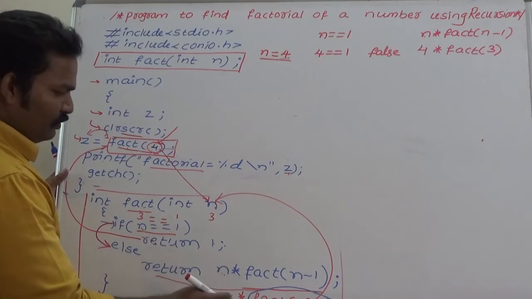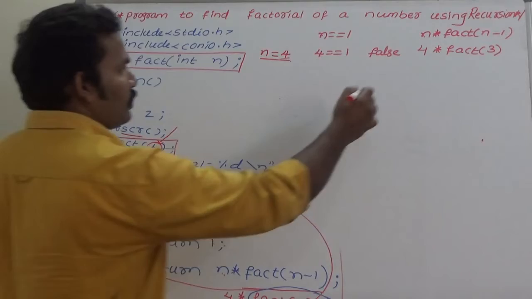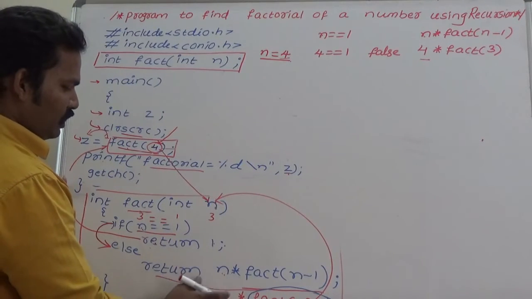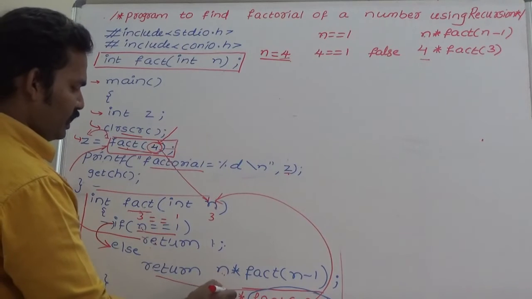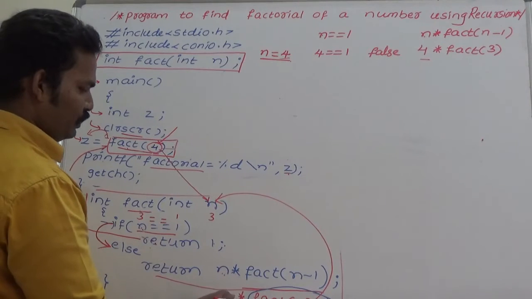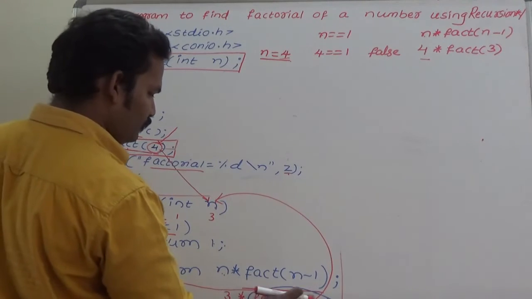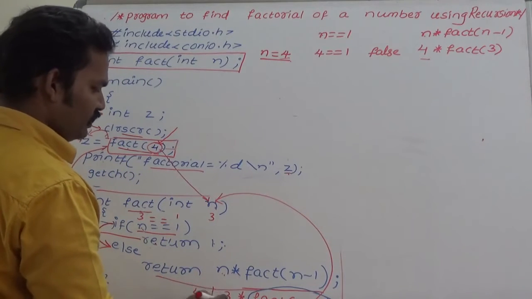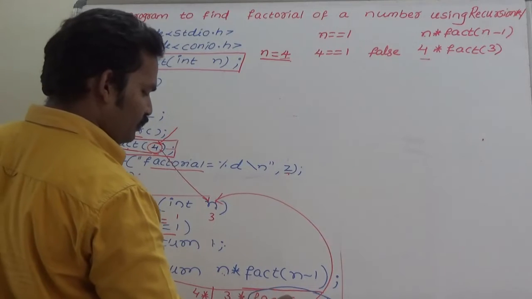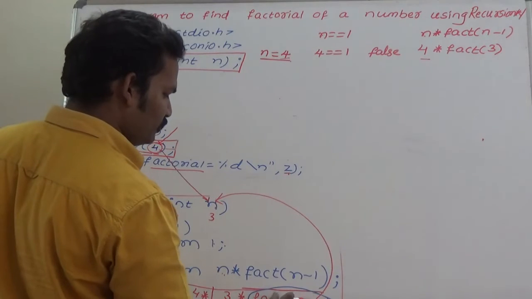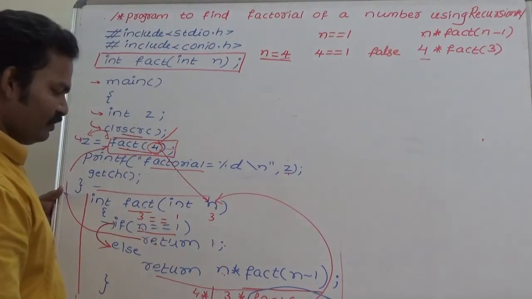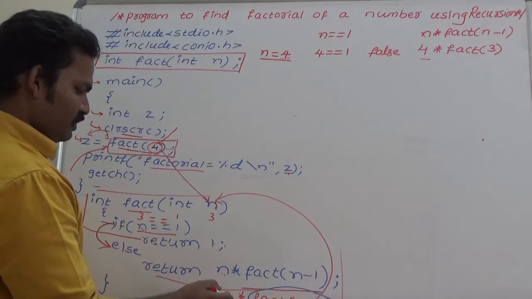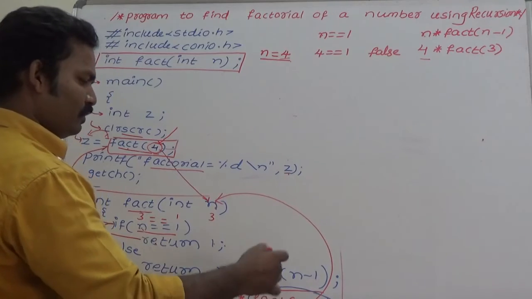So now 4 as it is. Next, what is the n value? N value is 3. So 3 into fact of 3 minus 1. 3 minus 1 means 2. So now this function returns 3 into fact of 2 to the calling function.